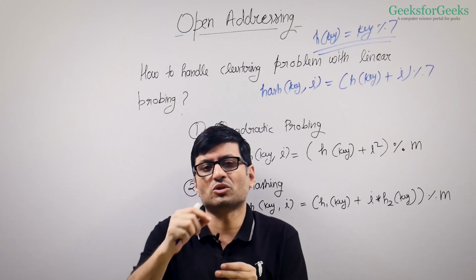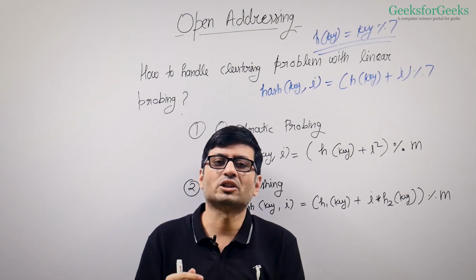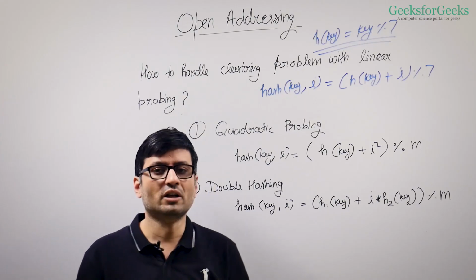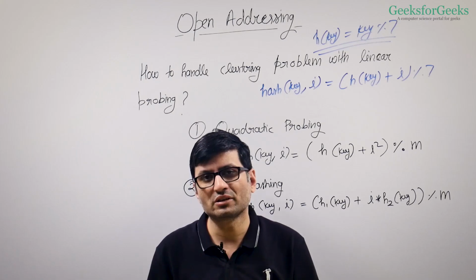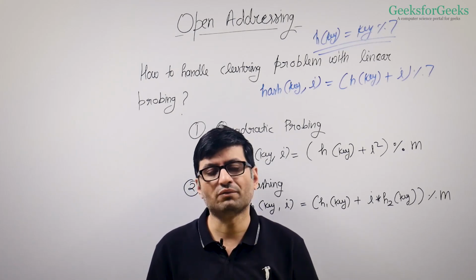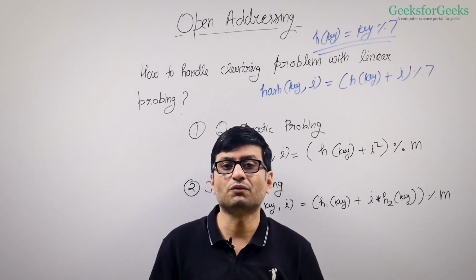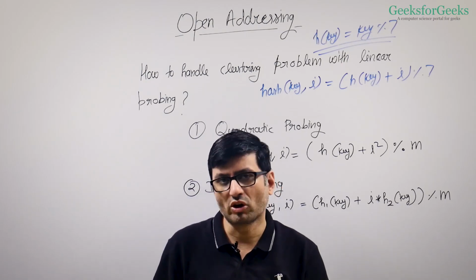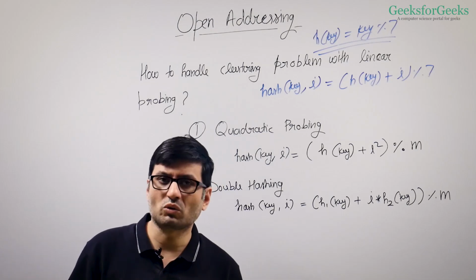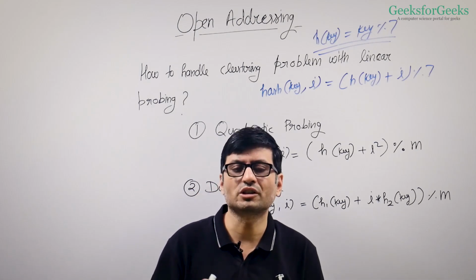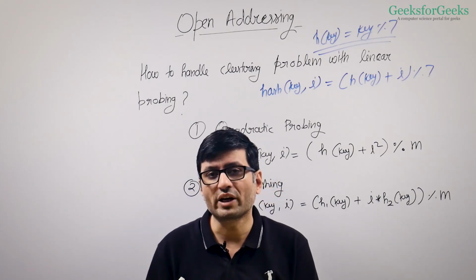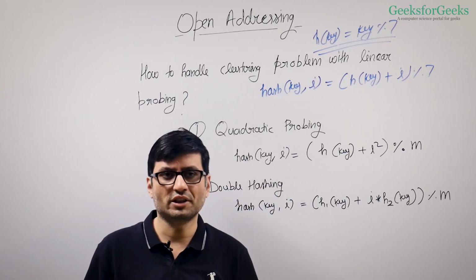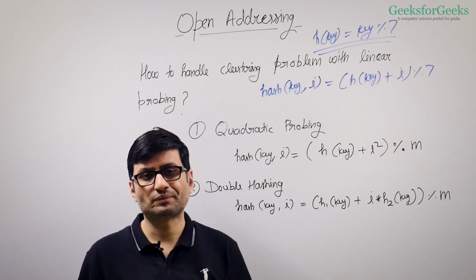If there is a collision, in linear probing you just go to the next slot and next to next slot. Rather than that, you go to the i squared slot. So if the first collision happens, then you go to the next slot, 1 squared. If one more collision happens, then you go to the fourth slot, 2 squared. If it is also occupied, then you go to the 3 squared slot, which is the 9th slot. And this is how you do the search.